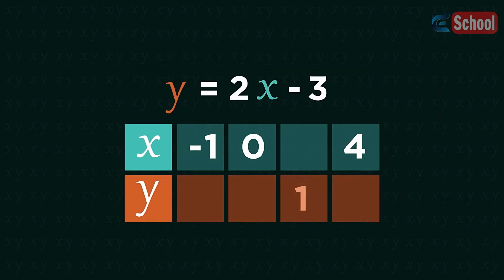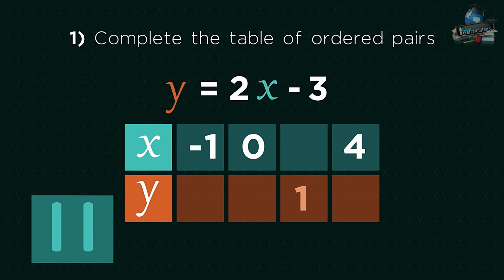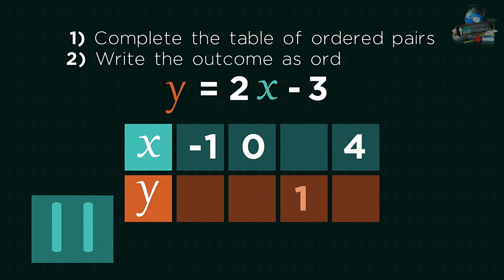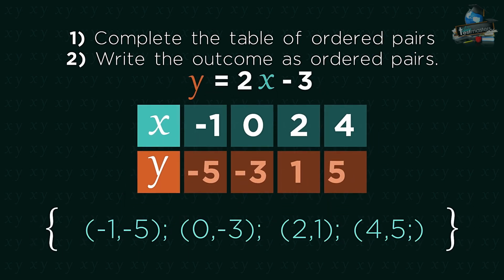Sometimes you might be given a mixture of x and y values and have to work out the missing values. Pause the video and complete the table of ordered pairs and then write the outcome as ordered pairs. Did you get them right?